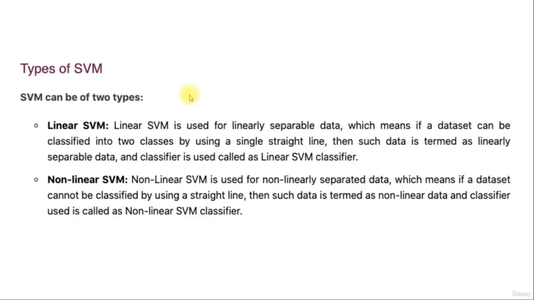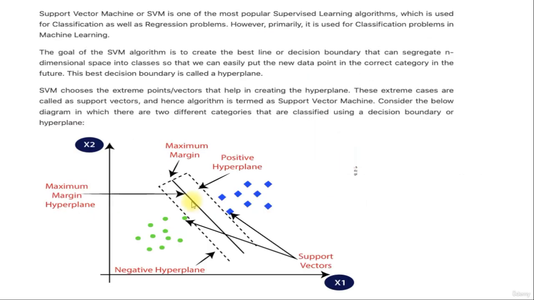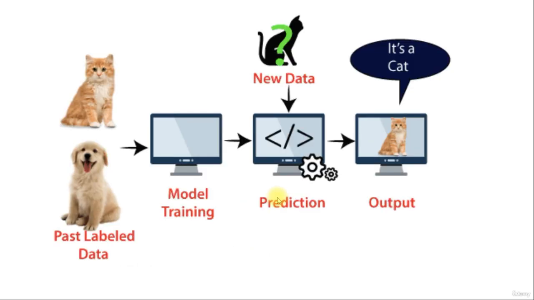Now let's study the different types of SVM. SVM can be of two types. The first one is linear SVM. Linear SVM is used for linearly separable data, which means if a data set can be classified into two classes using a single straight line, then such data is termed linearly separable data, and the classifier used is a linear SVM classifier. So again, going back to the image, all the data points inside the data set can be separated by a single straight line. So this is an example of linear SVM.